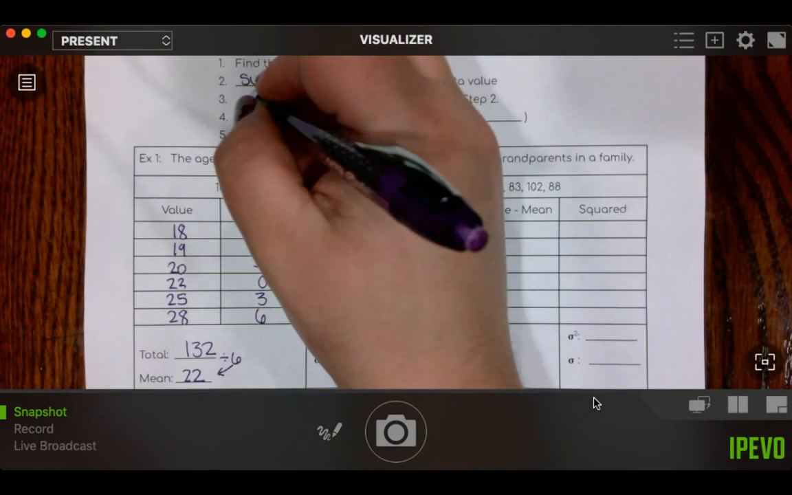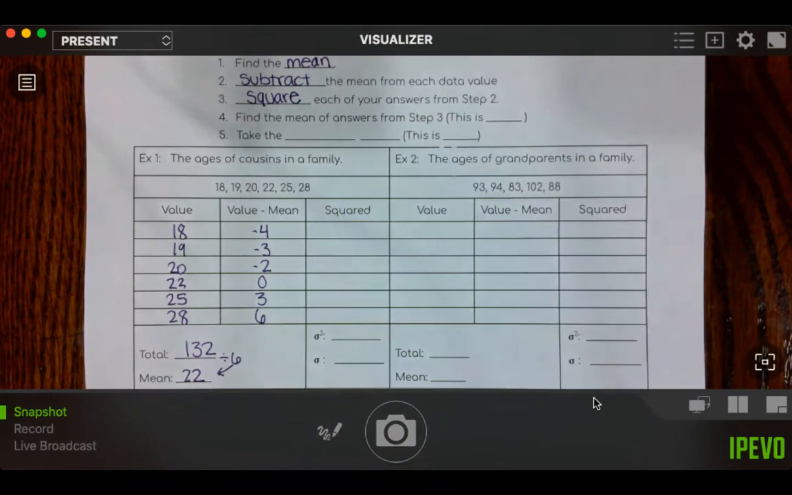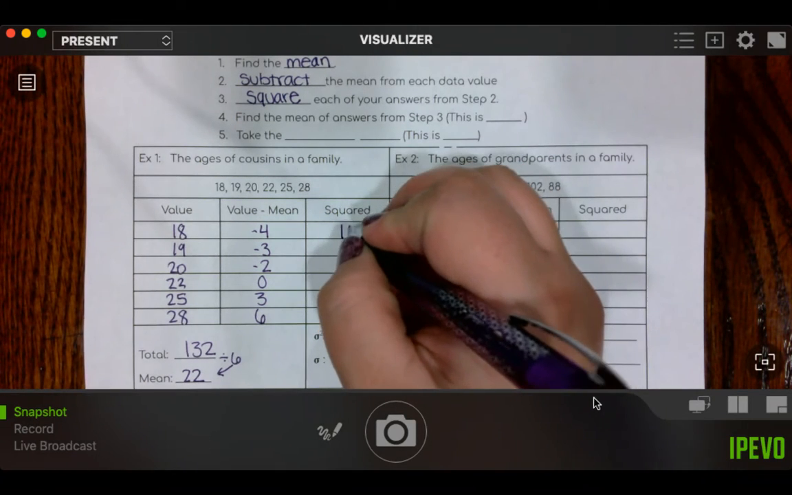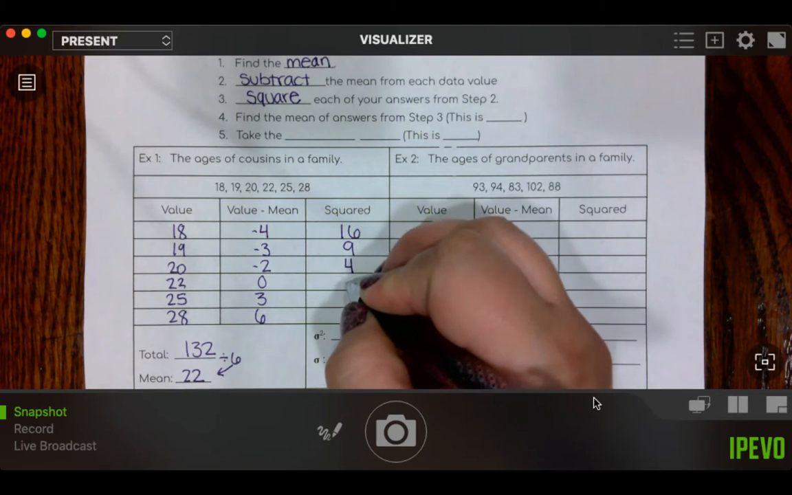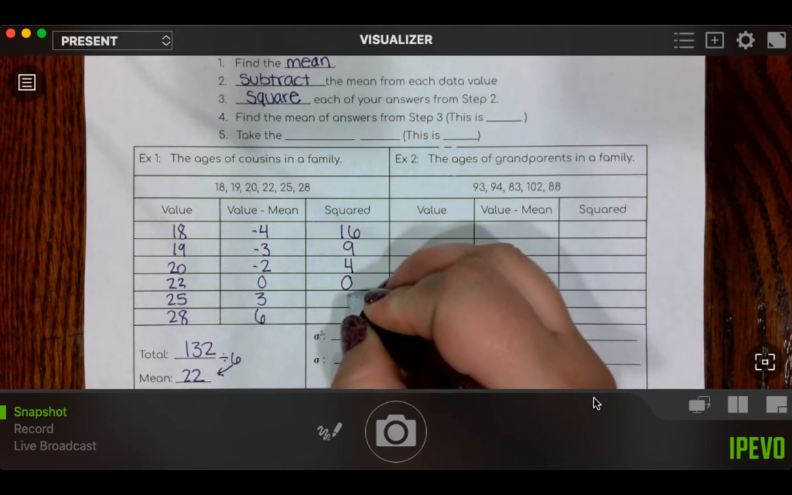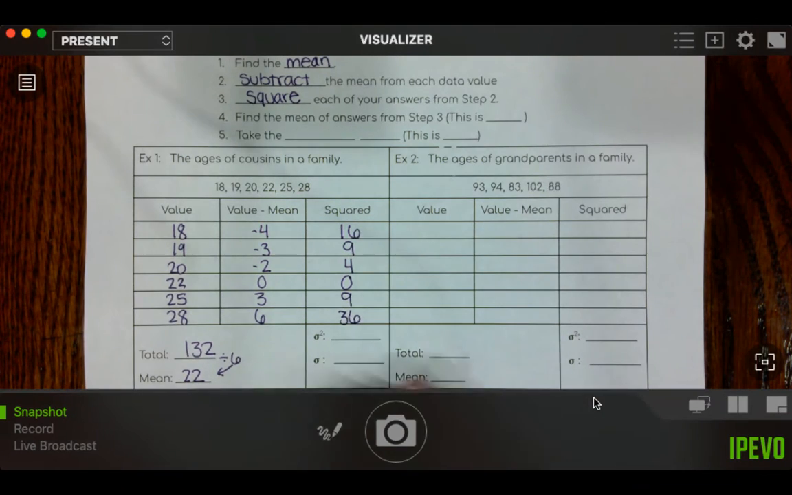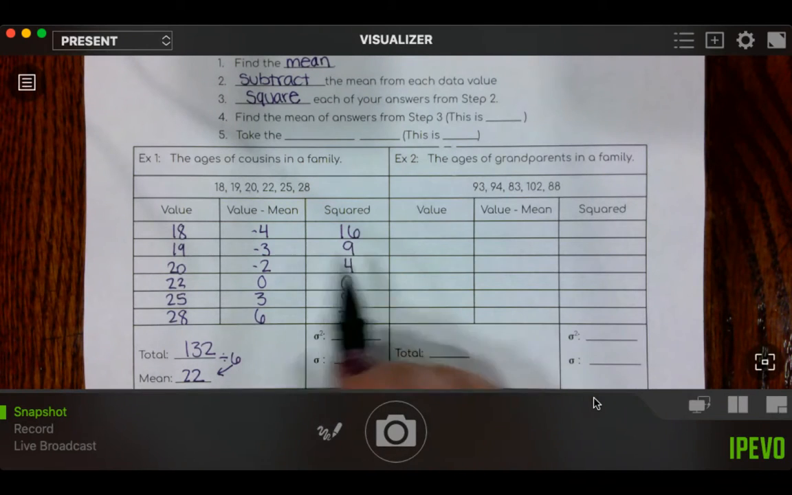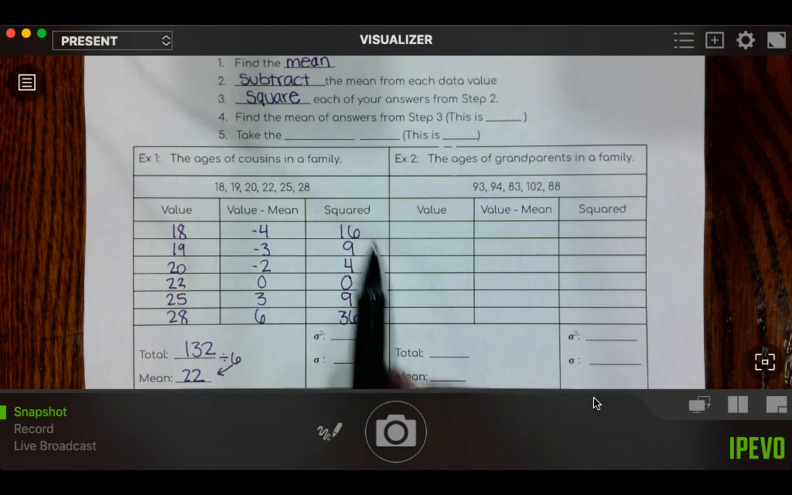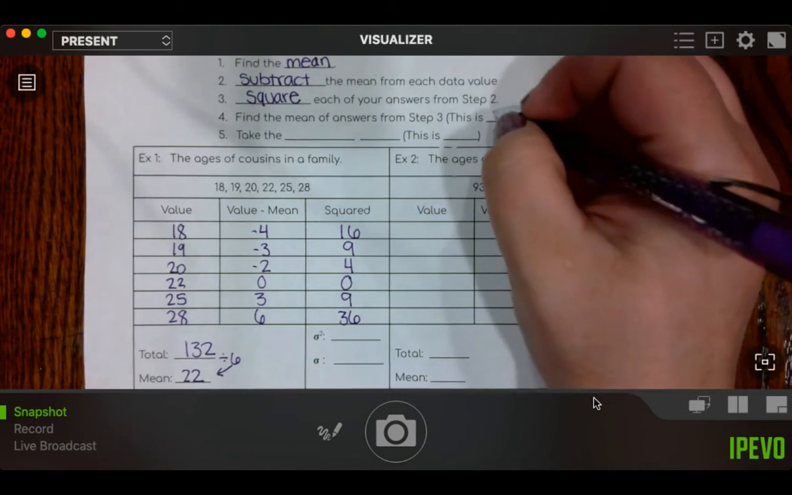Then you are going to square those values. Think of these as your instructions. So negative 4 squared is 16, negative 3 squared is 9, negative 2 squared is 4, 0 squared is 0, 3 squared is 9, 6 squared is 36. Notice how there are no negatives right here. Okay? If you find the mean of all of these numbers, that is called the variance.